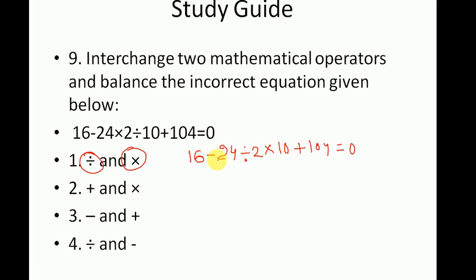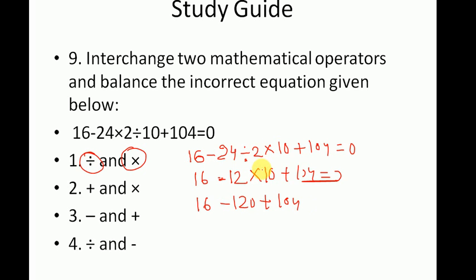Okay, minus, division in multiplication, plus the Bodmas rule. If I follow the Bodmas rule, the division will be our first priority. So if I divide 24 by 2, then the answer will be 12. Now into multiplied by 10. Now 104, this is the minus, equals to 0. Now what will happen? Here multiplication is a higher priority, so what I can do, 16 minus 120 plus 104. I just followed the Bodmas rule.